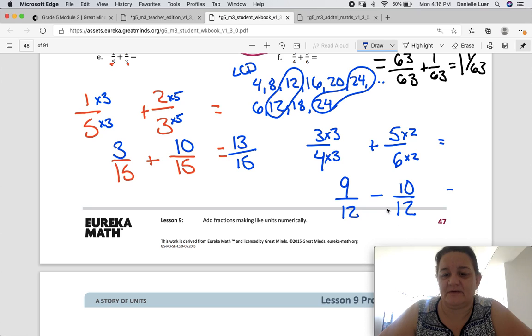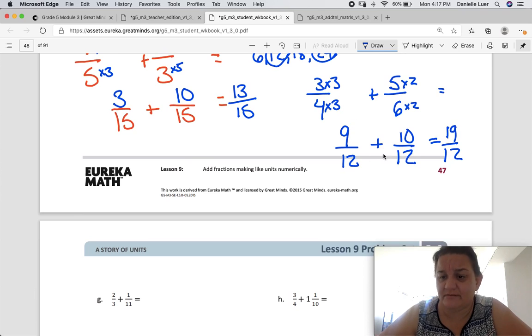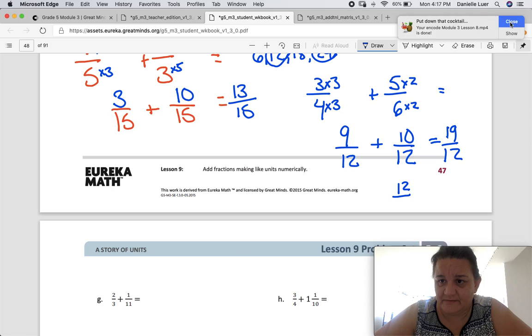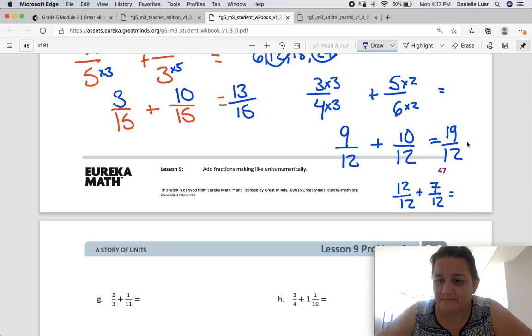and that equals 10 over 12. Now I can add those together, and my answer will be 19 12ths. And I can simplify that because I know that 12 12ths plus 7 12ths equals 19 12ths. So I'm going to change that to 1 and 7/12. That's my final answer. Okay.